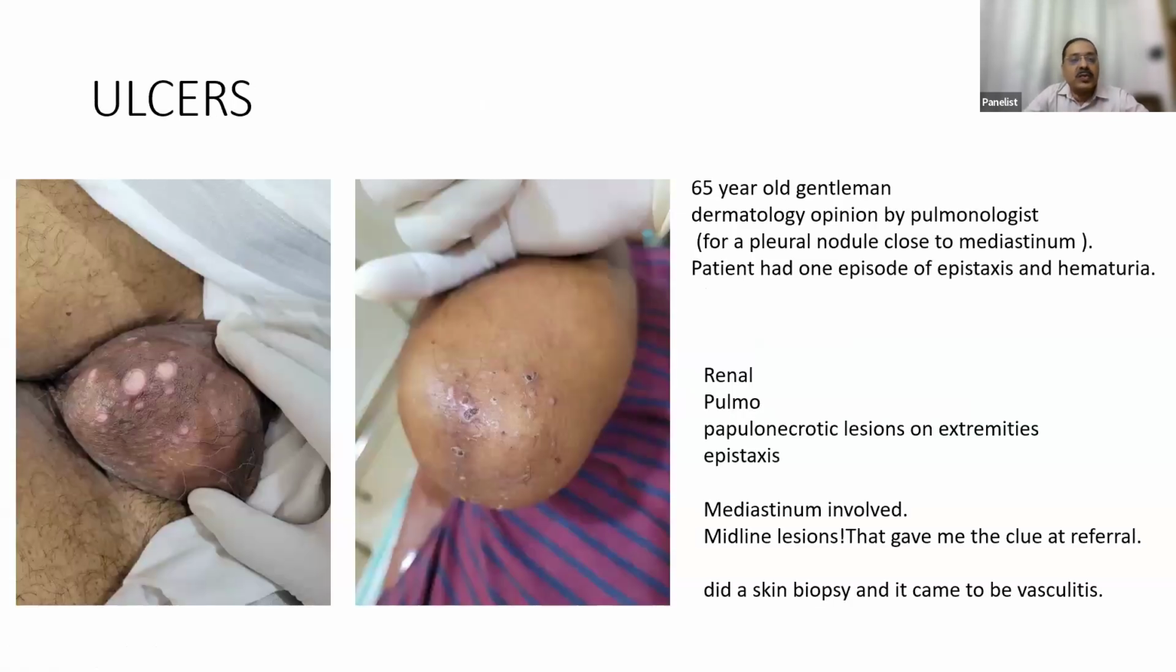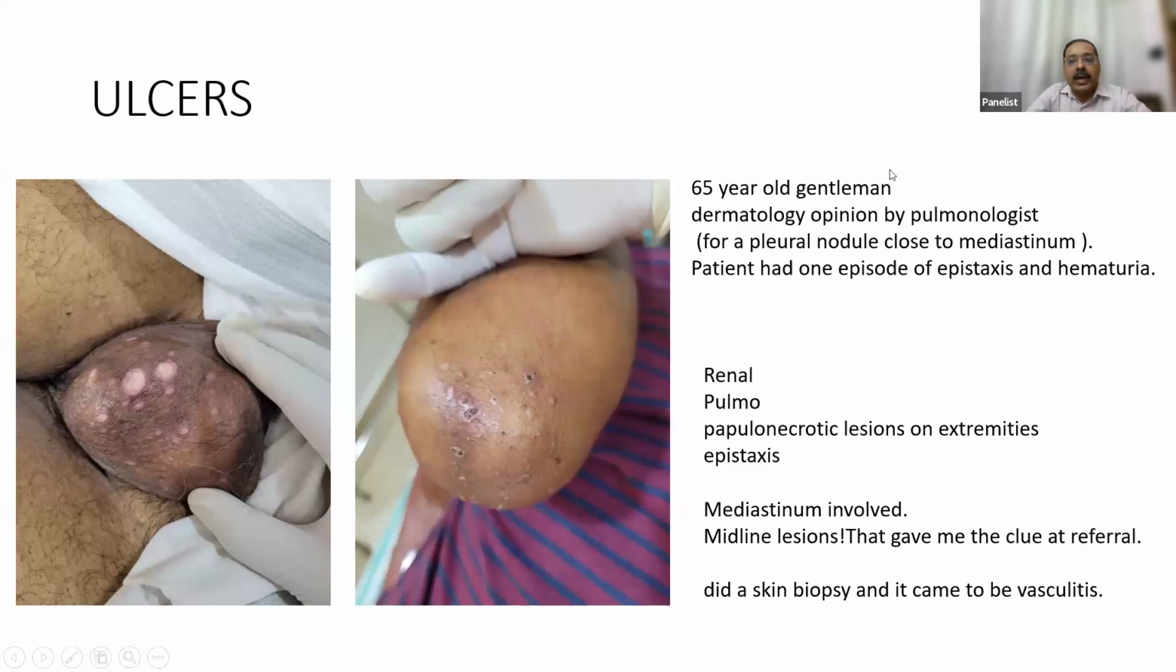Now, this is an interesting case of a 65-year-old gentleman. He was admitted under pulmonology for an episode of epistaxis with hematuria. And they found on radiology that there was a pleural nodule close to the mediastinum. And they sent me a reference for scrotal ulcers, micro ulcers, and lesions on the elbow.